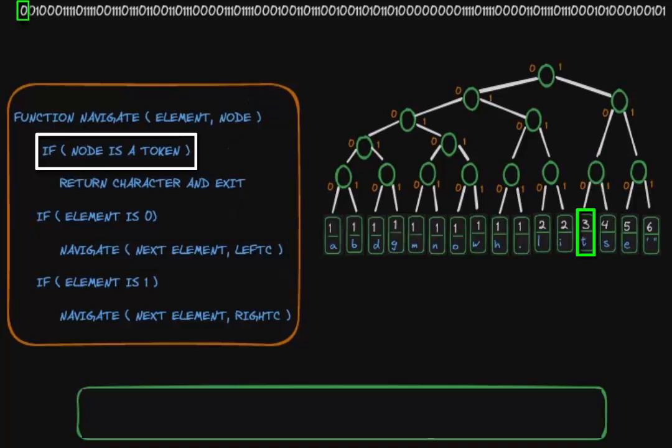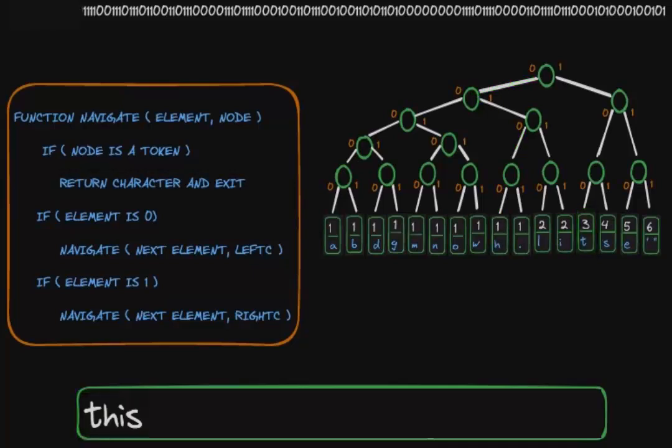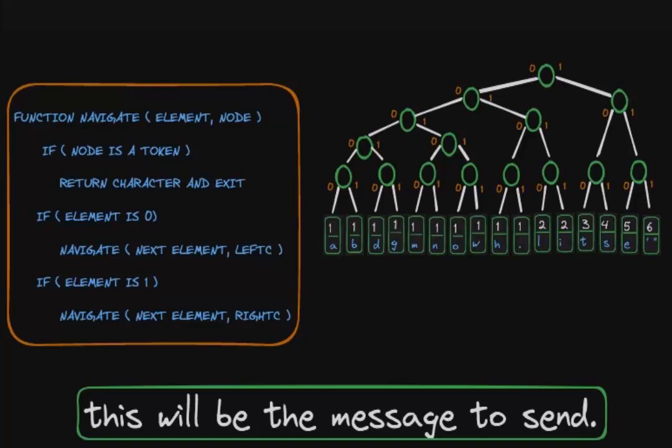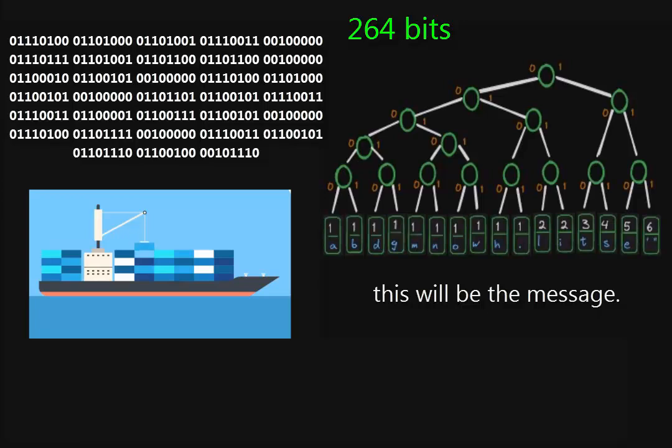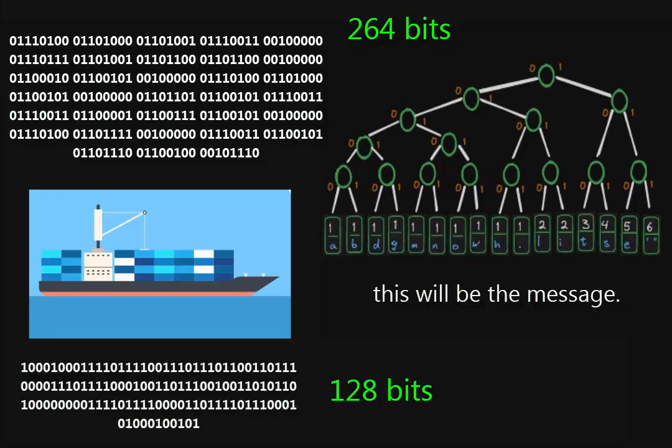When a token is found, a character is decoded, and while there are elements in the queue, the function is called again until it is exhausted. Now the encoded message has to be sent along with this construct. Despite costs, reducing the payload will always be a good plan.